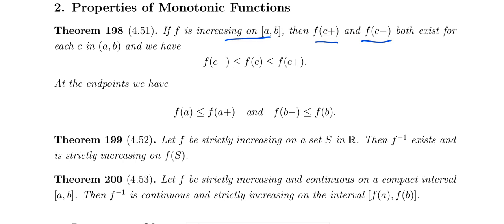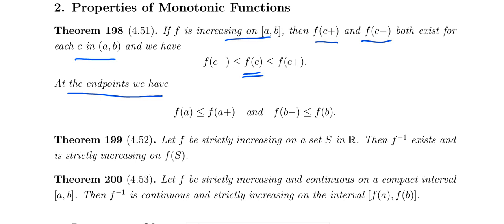Both exist for each c in the open interval (a, b), and the left-hand limit and right-hand limit, the function value satisfies f(c−) ≤ f(c) ≤ f(c+). At the endpoints a and b, f(a) ≤ f(a+) and f(b−) ≤ f(b). Okay, f(b−) ≤ f(b).